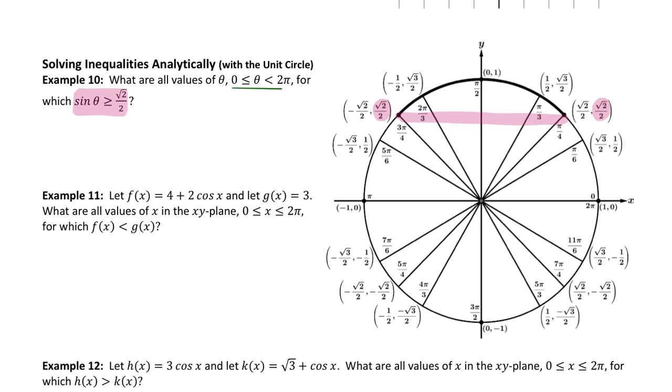So what we're going to do is we're going to use an interval that goes from pi over 4 all the way to 3 pi over 4. Because all of the angles in between are vertically displaced higher than square root 2 over 2. So the solution here is from pi over 4 to 3 pi over 4.